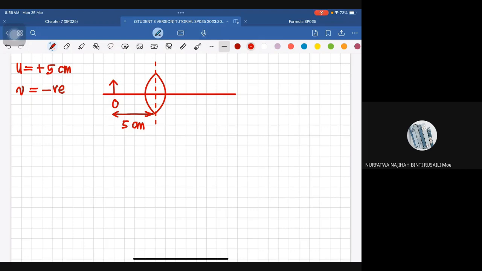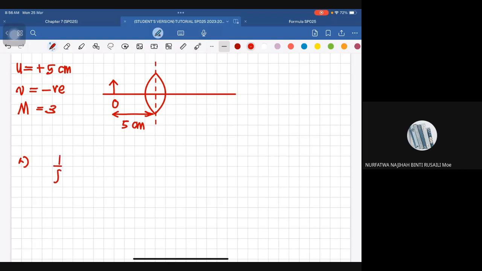Lepas tu dia bagi tahu image is 3 times bigger. Jeremy. Image tu 3 times bigger. So then magnified lah. So magnification is 3. Okay, so itu je information yang kita tahu. So dari sini macam mana kita mau solve, cari v. So how do we find v?